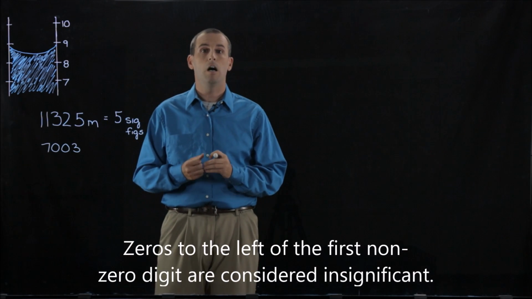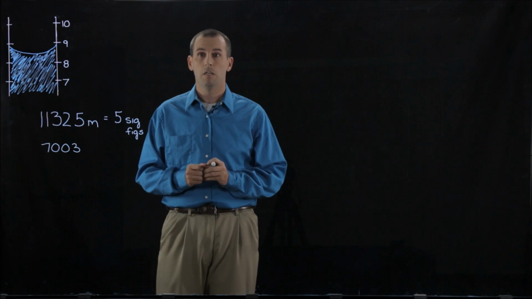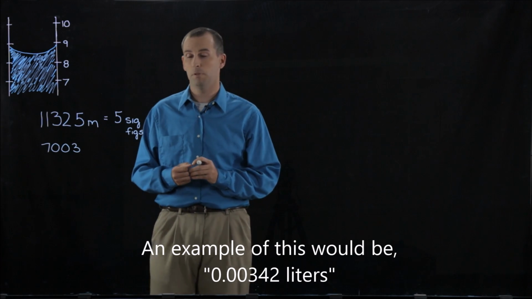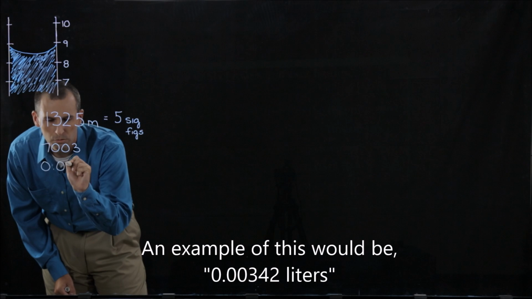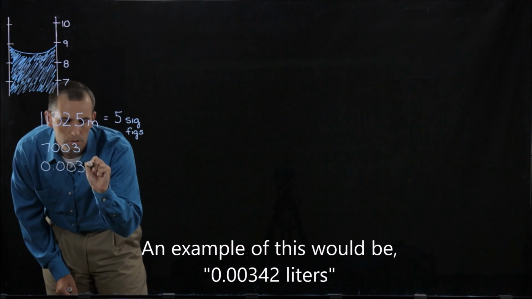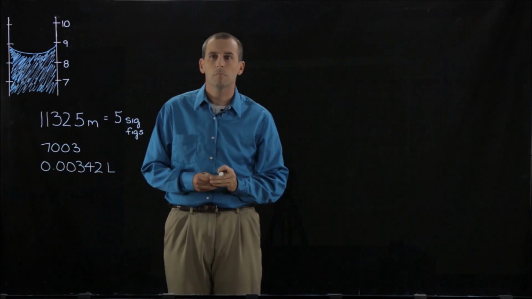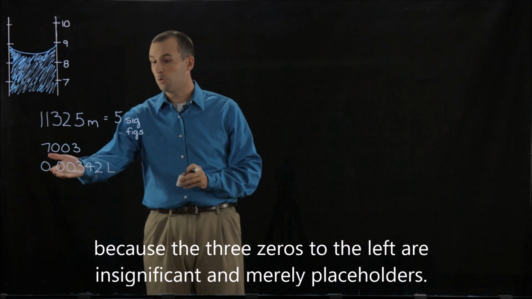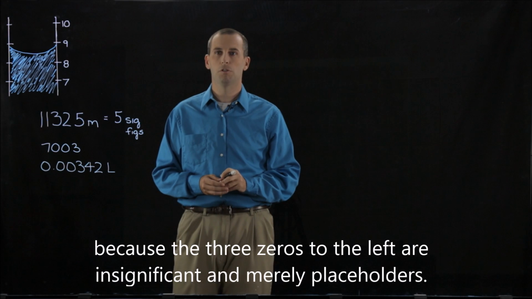Rule 3 is typically called the left zero rule. Zeros to the left of the first non-zero digit are considered insignificant. This occurs frequently for very small measurements in units. An example of this would be 0.00342 liters. This measurement has 3 significant figures because the 3 zeros to the left are insignificant and merely placeholders.